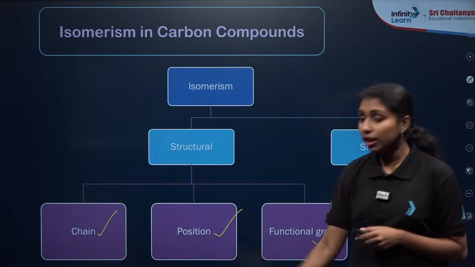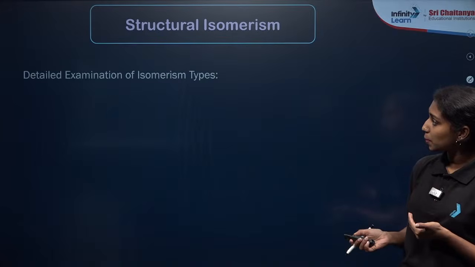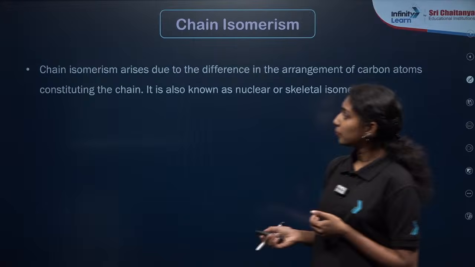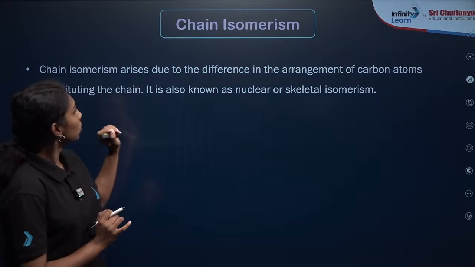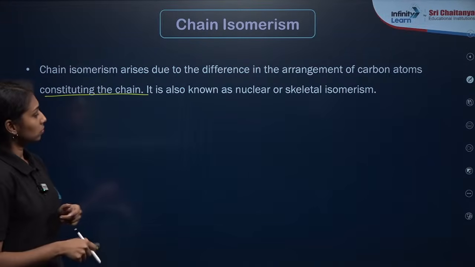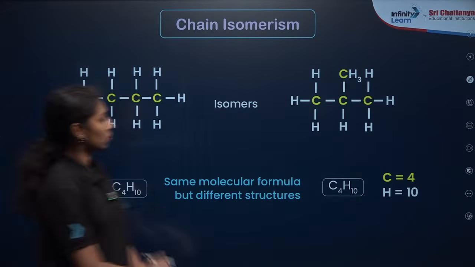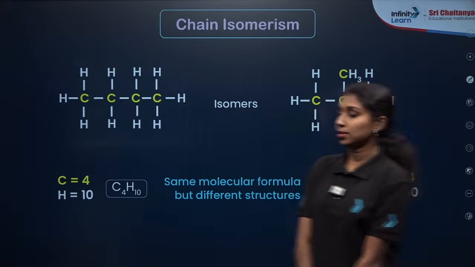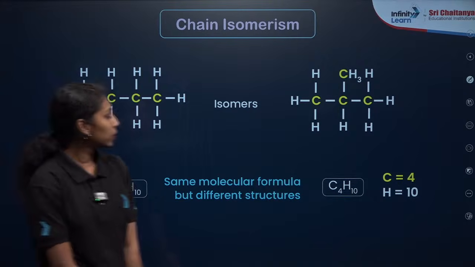So let us see one by one what we mean by chain isomerism. What is the difference between chain, position and functional group isomerism? So what are you observing here in the case of chain isomerism? So here, two compounds are given, right? What are your observations? What is the difference between these two compounds?